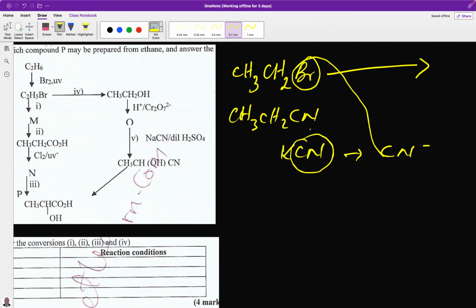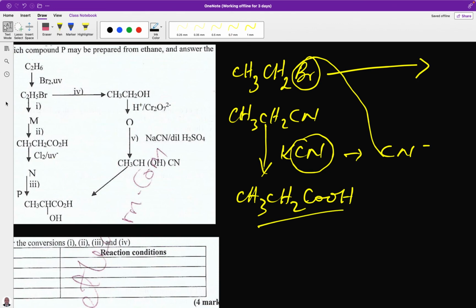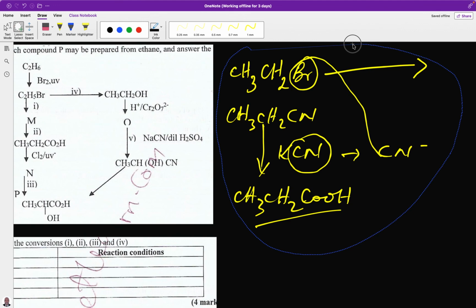Acid hydrolysis, hydrolyzing it with dilute acid, will convert this to the corresponding carboxylic acid, CH3CH2COOH. This C will convert to COOH. That's why it comes here. So in our question here, go back please and watch our previous video on reactions of carbonyl groups.